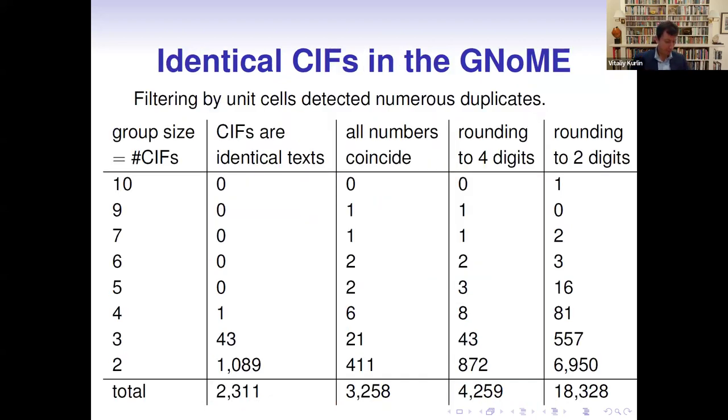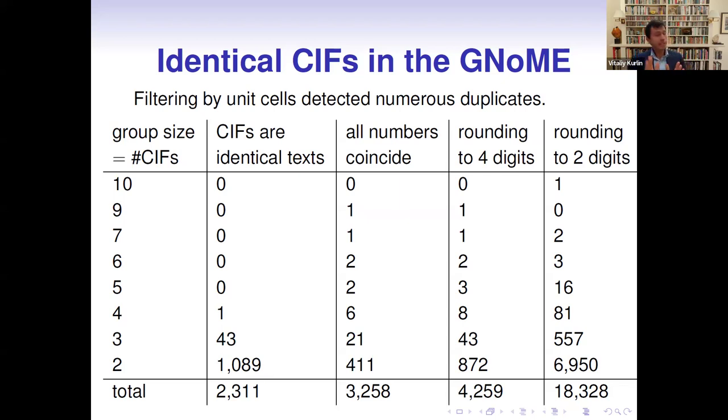But even worse, I have a few more minutes to talk about even worse coincidences. Since we've got so many near duplicates by invariants, of course, we looked at them more carefully, and we realized that some of the files are actually identical as texts. So CIF files were simply identical, even symbol by symbol; we didn't even need to look at coordinates. There was one quadruple, so four CIF files that were identical texts but appearing as different entries in the GNOME database, 43 triples and more than 1,000 pairs, identical.